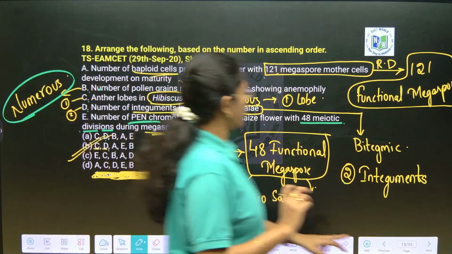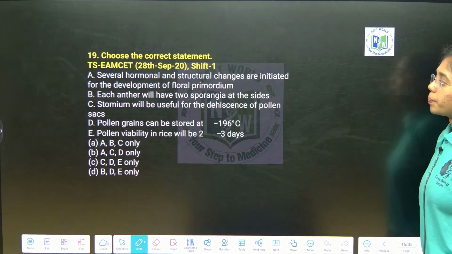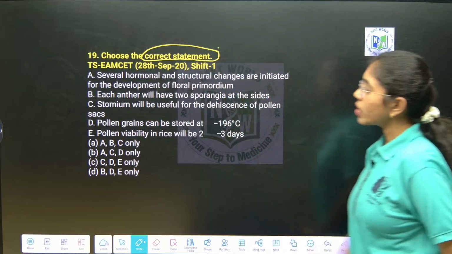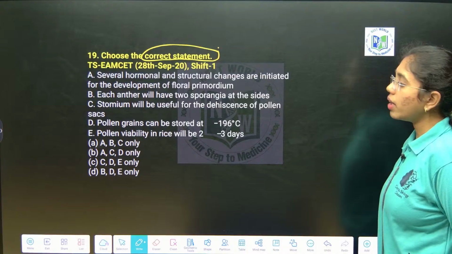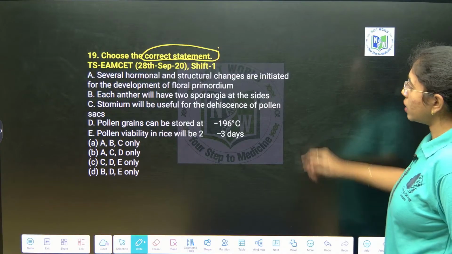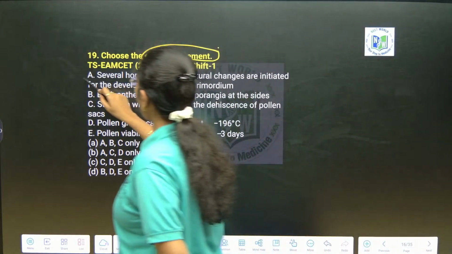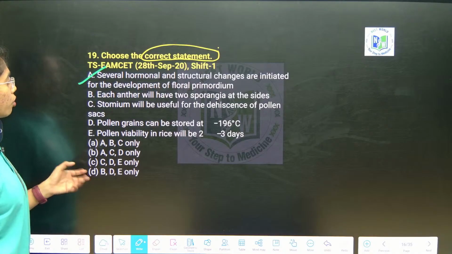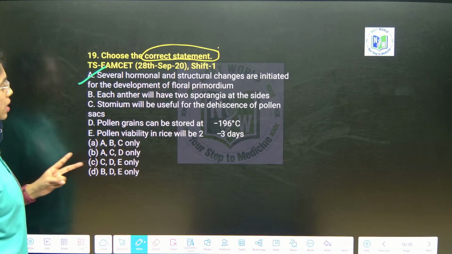Right. Next, choose the correct statement. Right set of statements we have to choose. Several hormonal and structural changes are initiated for the development of floral primordia. Yes, this is true. For the development of floral primordia, many hormonal and structural changes will happen. Each anther will have 2 sporangiate sites.